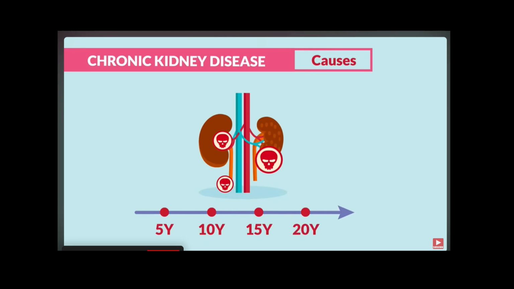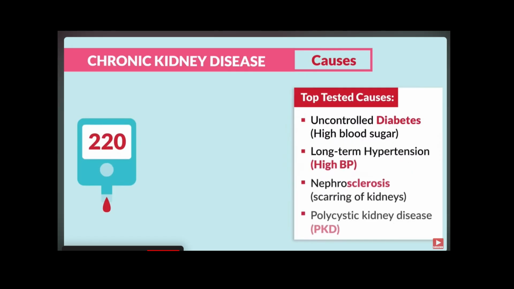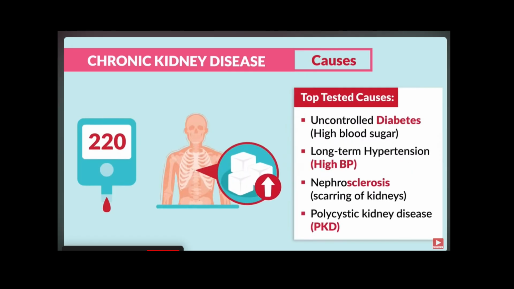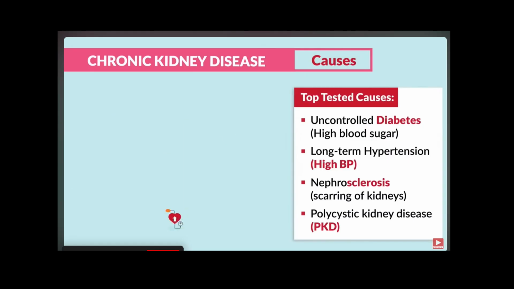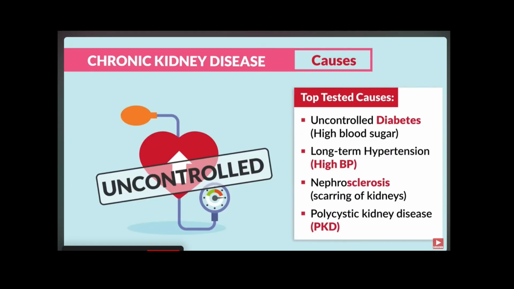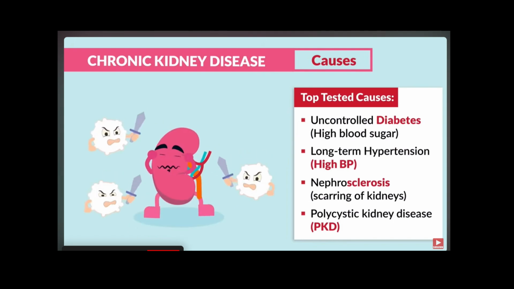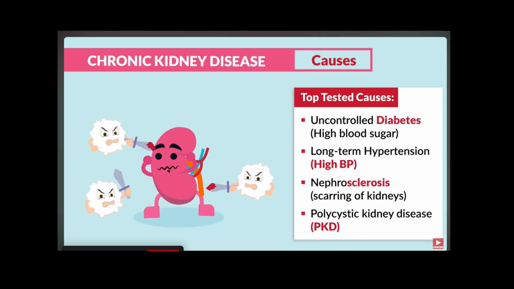So please write this down. You have to know that uncontrolled diabetes from uncontrolled high sugar is a major cause, as well as uncontrolled hypertension from that uncontrolled high blood pressure, and even unchecked autoimmune diseases where the body attacks the kidney.